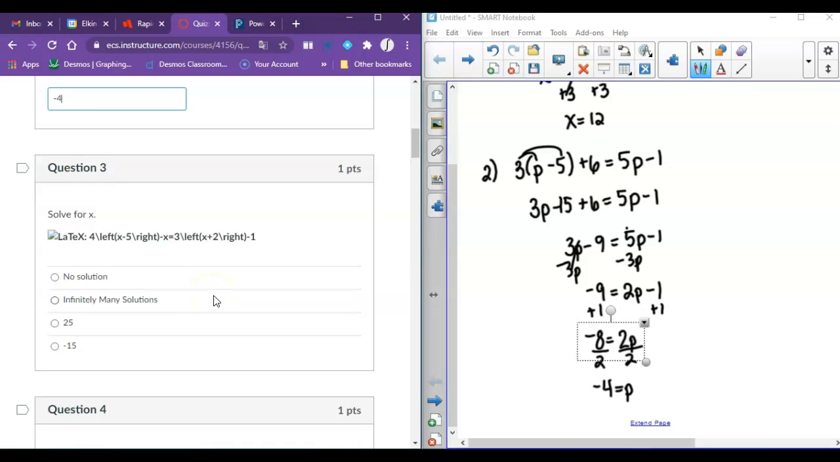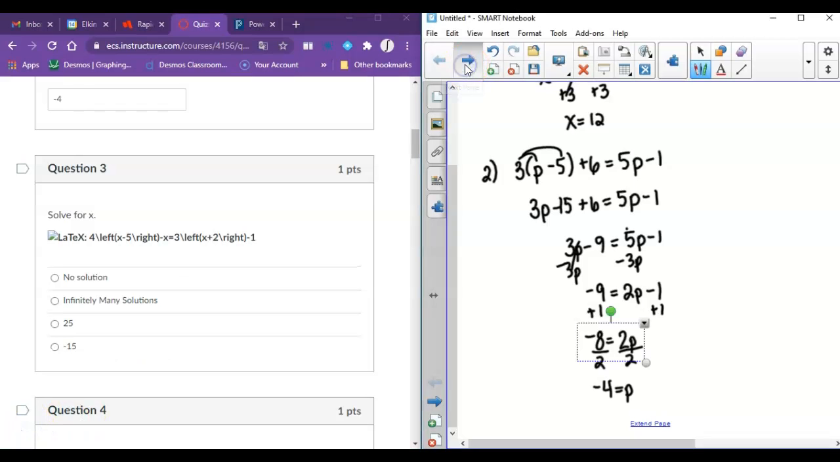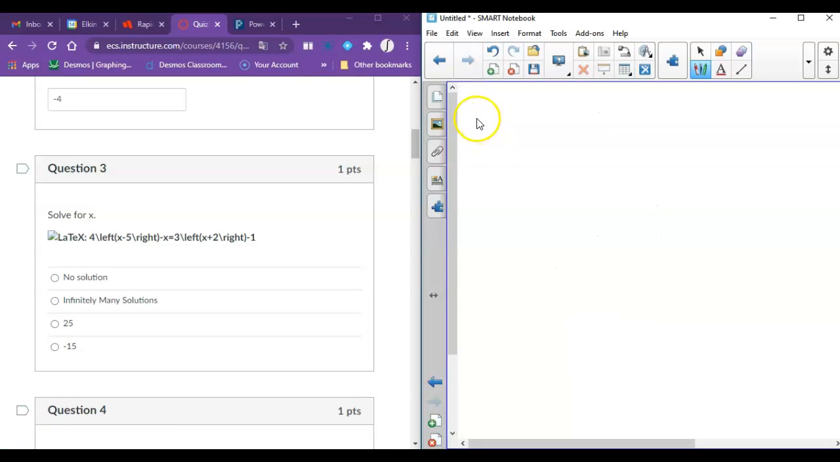This one is not showing up correctly. Alright, I think I can remember what this one was. Hopefully it'll show up correctly for you whenever you see it on number 3. I think it was 4 times (x minus 5) minus x equals 3 times (x plus 2) minus 1. We need to solve this one for x, so we'll distribute both of these here.